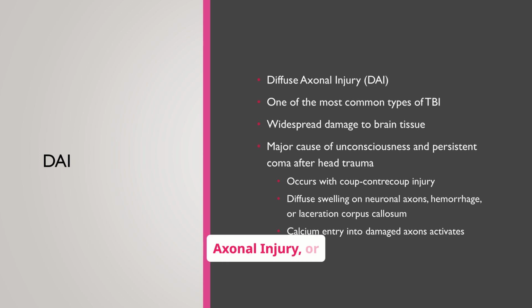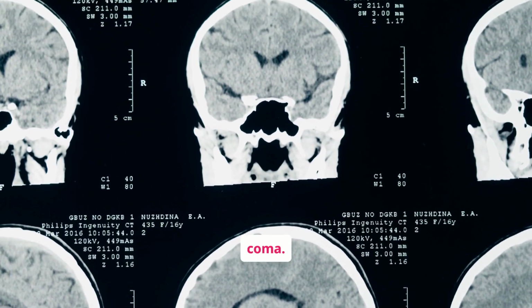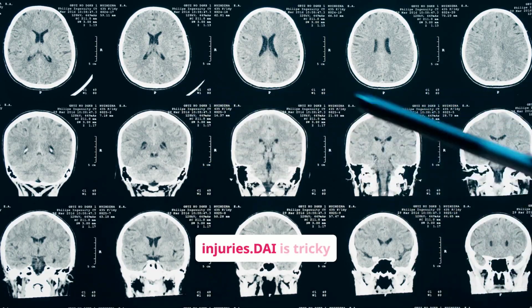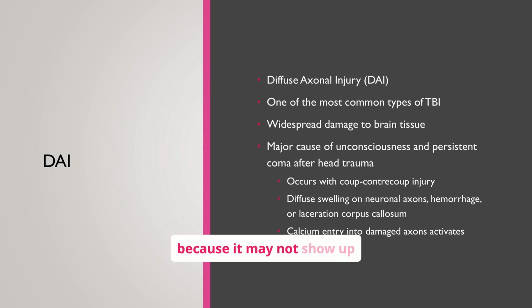Diffuse axonal injury, or DAI, is a common type of TBI. It involves widespread damage to brain tissue and is a major cause of unconsciousness and persistent coma. DAI often occurs with coup contre coup injuries. DAI is tricky because it may not show up clearly on imaging, but the effects are profound, often leading to long-term disability or vegetative states.